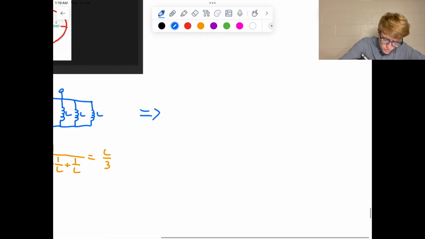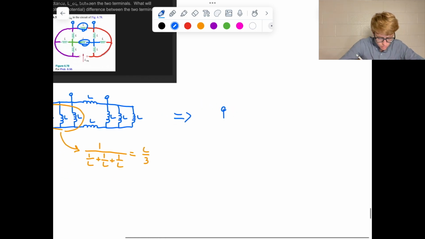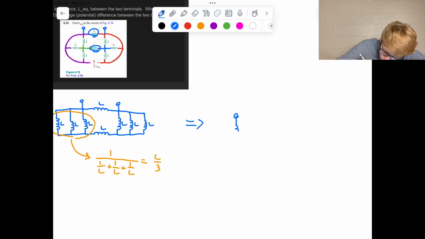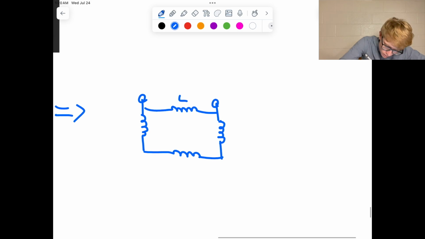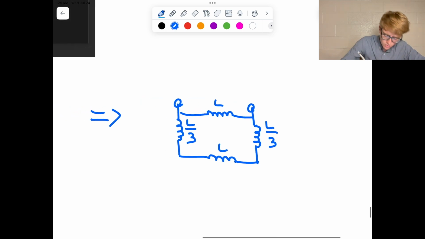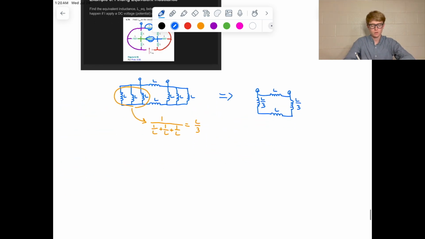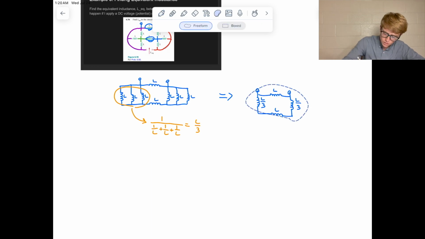So let's redraw our circuit now with that modification. So here we go. There we are, and then there's one more inductor here. There we go. So now these ones have inductance L, and these ones have L over 3. So we replaced those groups of parallel inductors with these two inductors with value L over 3 for the inductance.